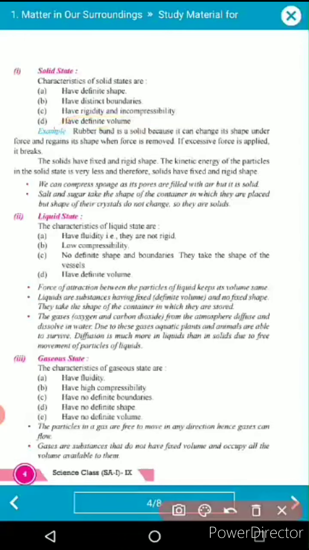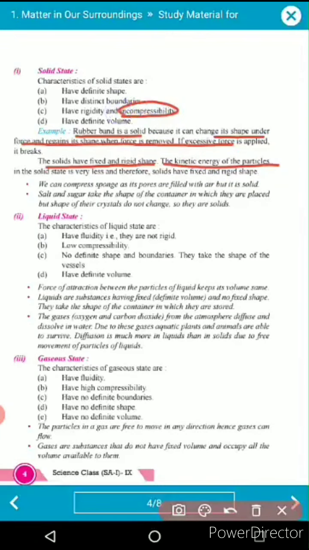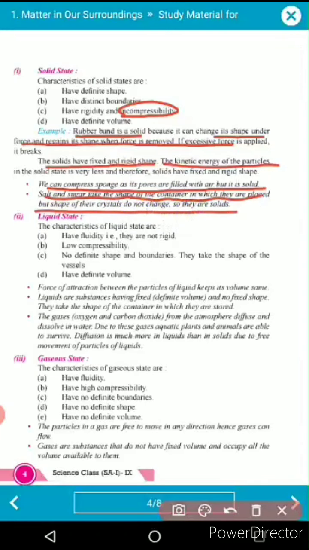Some examples: a rubber band is a solid, but it can change shape and regain it when the force is removed. A solid has a fixed shape and fixed boundary, and the kinetic energy of its particles is very low, because the particles are not able to move. When we compress a solid, it has low compressibility. In the case of a sponge, when we compress the sponge in water, the pores fill with water. Sugar and salt take the shape of the container, but the shape of the crystal does not change. Are they solids? Yes, they are solids.